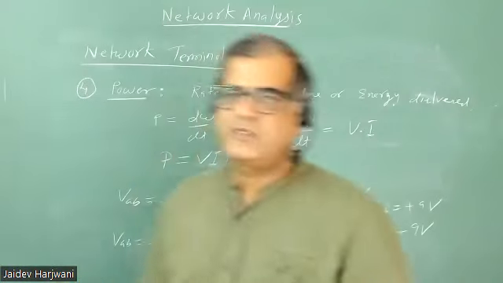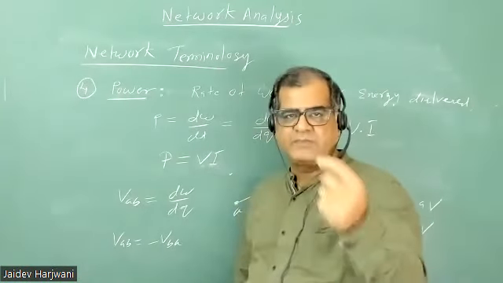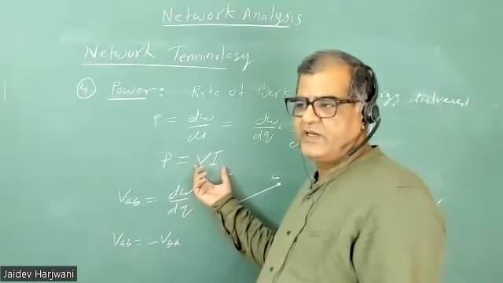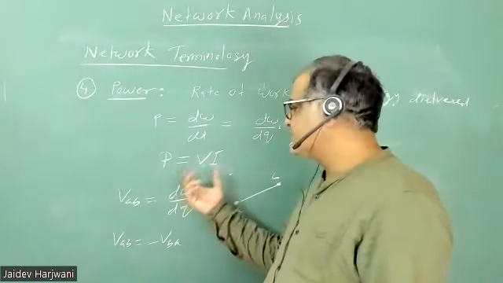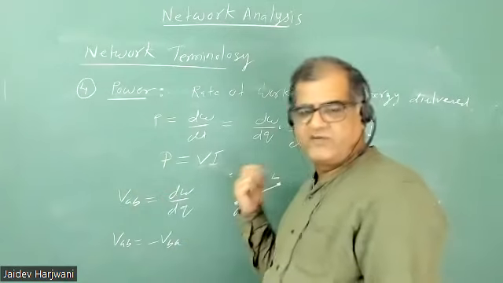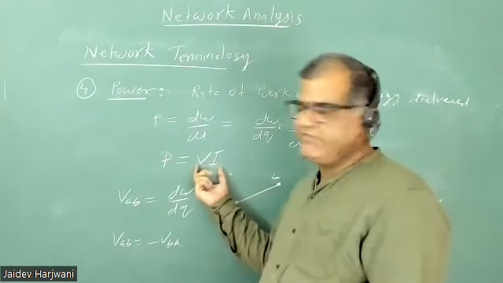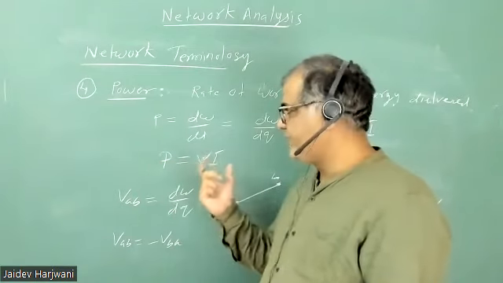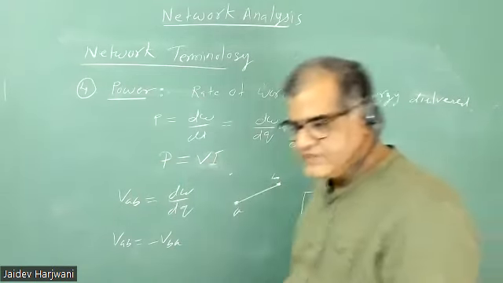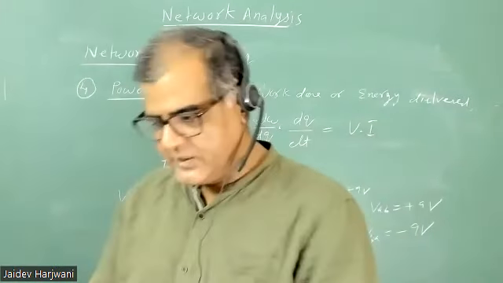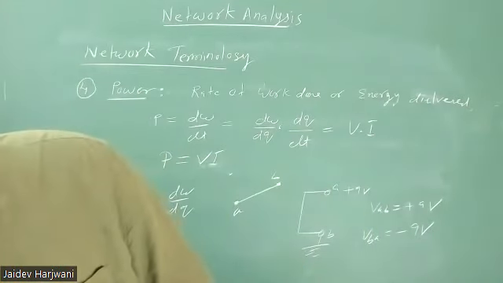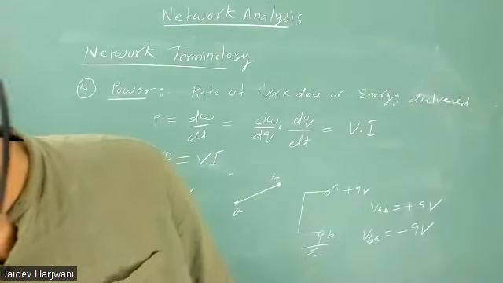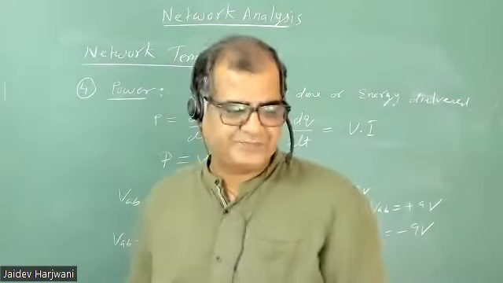Which element is taking or giving how much power, that we can find by VI. For a resistance, see how much voltage is across it and how much current is flowing through it. If you multiply V by I, that will tell us how much power it is dissipating. So these are the 4 basic quantities we will need in the circuit, which we are going to deal with in this part of network analysis.